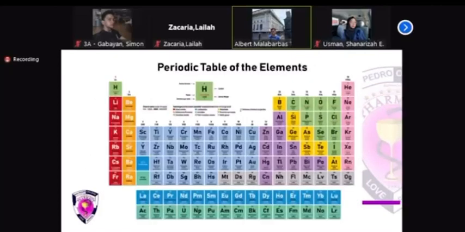Okay? So, a review of the periodic table. So, itong stairs dito, itong color yellow, this is the metalloids. The one on the left side, mga metals natin yan. The one on the right side, those are our non-metals. So if you're able to identify if it's a metal or a non-metal, malalaman ninyo if it is a covalent or an ionic bond.